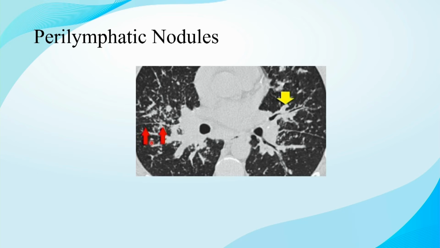As you can see here, there are very tiny nodules, and remember these perilymphatic nodules are generally very sharply demarcated, very sharp marginated. You can see here a nodular thickening and multiple nodules along the major fissure. There is also thickening of the centrilobular interstitium and perihilar interstitium as well, in this case of sarcoidosis. This nodular thickening of the septum is sometimes also called the beaded septum sign.